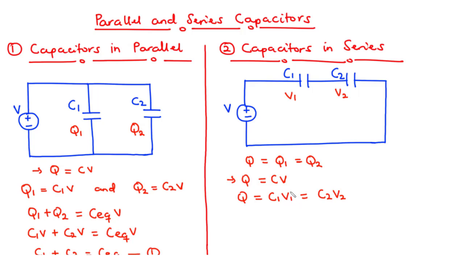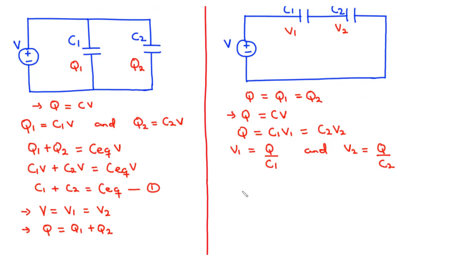Now also from these equations, we can try to make the voltages the subject. So making V1 the subject, we are going to have V1 equals Q divided by C1, and making V2 the subject, we are going to obtain Q divided by C2. Having in mind that the source voltage is equal to the sum of the voltages dropped across the capacitors, that is V is equal to V1 plus V2.